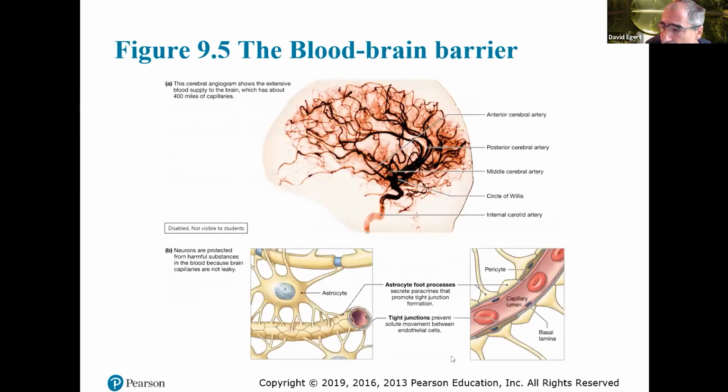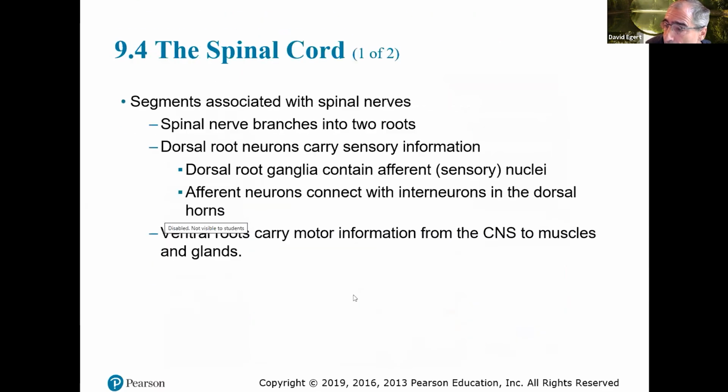This is showing astrocytes helping make the blood-brain barrier. Astrocyte, again, looks like a little star with all the little processes grabbing onto a capillary.